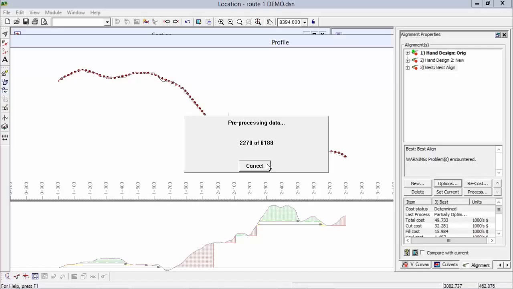So essentially we are preprocessing some data for calculating the best alignment. As you can see, this is a fixed amount of time, so this is actually not such a big deal.